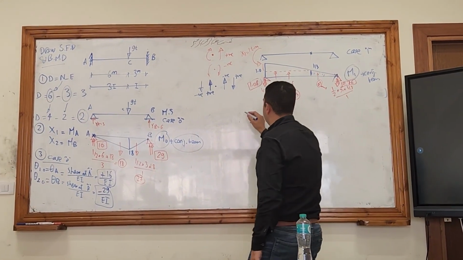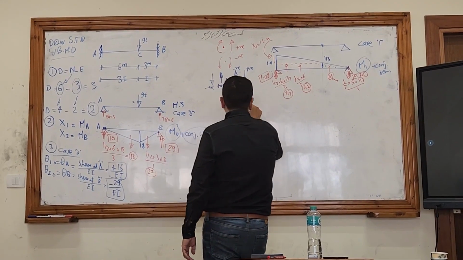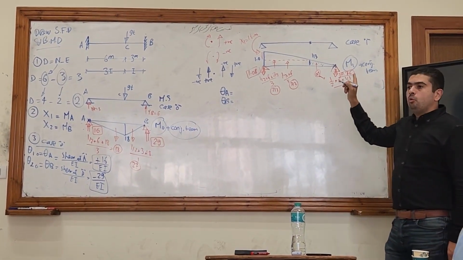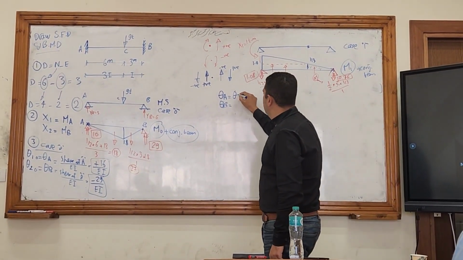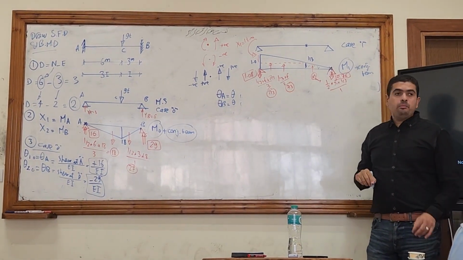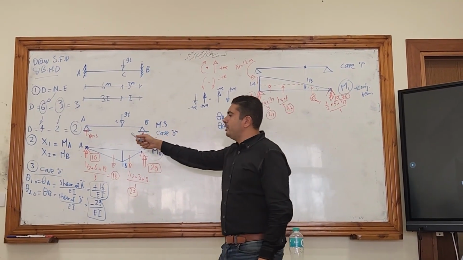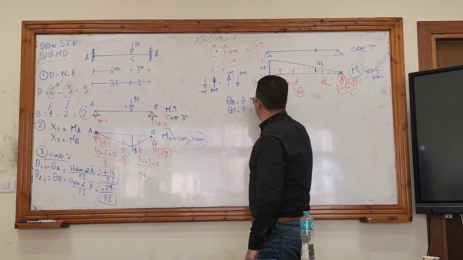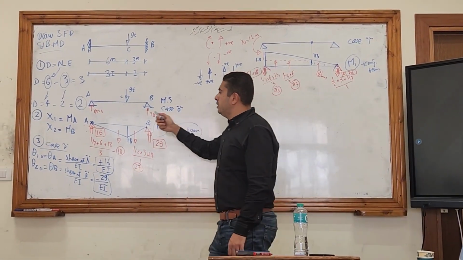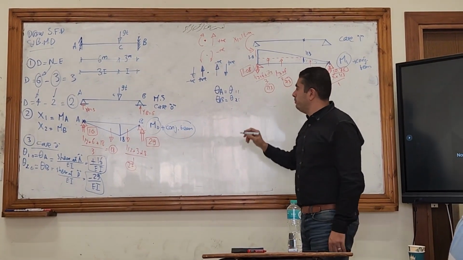I need to calculate theta A and theta B. I am now in case 1, so the second number will be 1. The first number is the redundant number. A is the redundant number 1, so it will be 1, 1. B is the redundant number 2, so it will be called 2, 1.